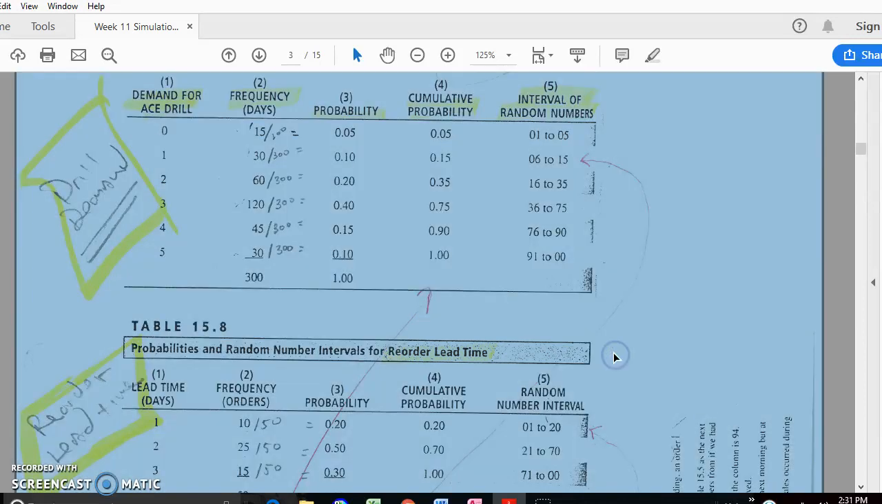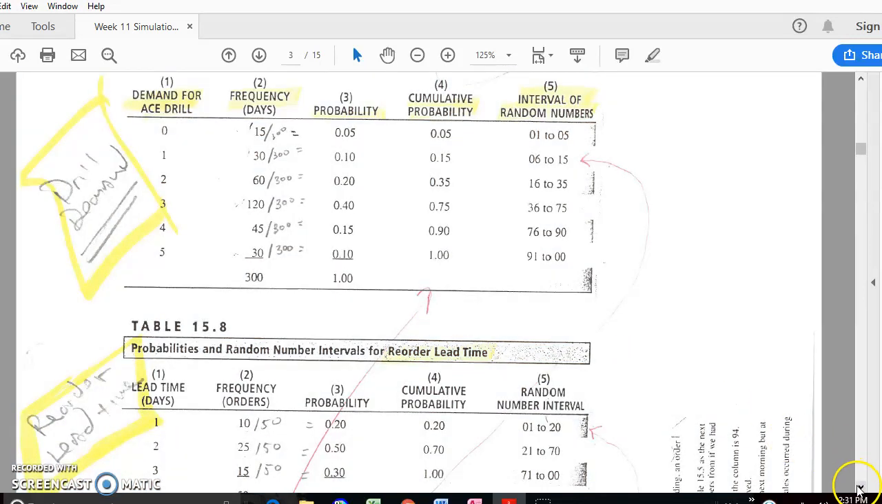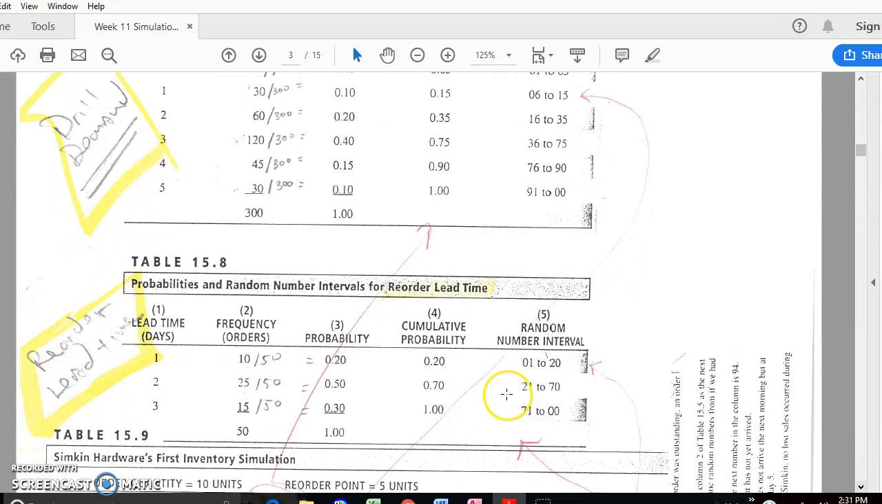And again, this is all discussed in the chapter. But does it take 10 times? It took 1 day. 25 times it took 2 days. And 15 times it took 3 days.